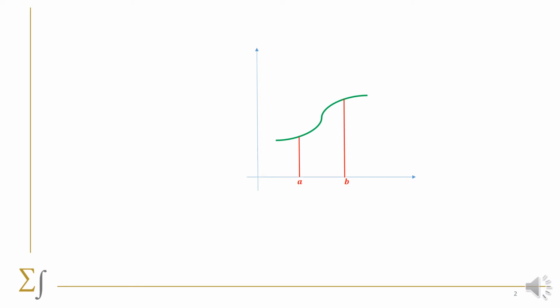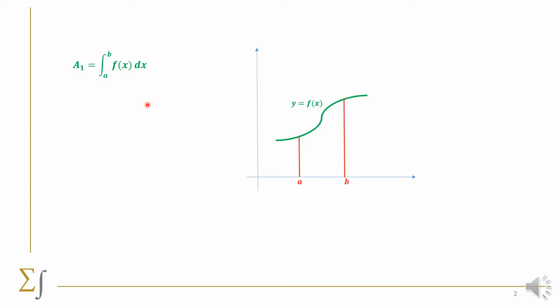So we want to find the area bounded by two curves. Let's start with the curve representing a function f of x. And we all know that the area under this curve, bounded by the curve f of x, the x-axis and the two vertical lines x equals a and x equals b, so mainly this area, is given by the definite integral of f of x dx from a to b.